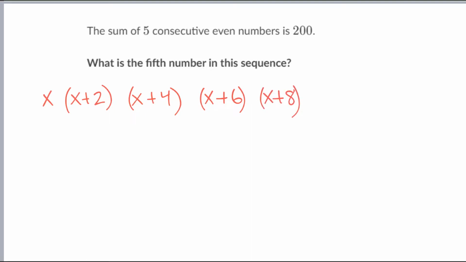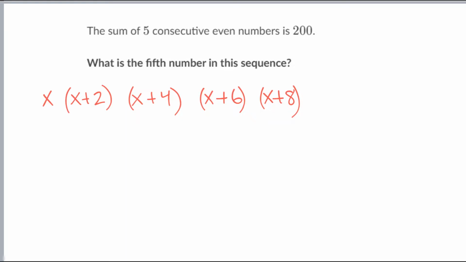So if you think about this, if my original number were, I don't know, 10, then I would take 10 plus 2, and the next one would be 12. See, those are even numbers. And I take my original number, 10 plus 4 would be 14, 10 plus 6 would be 16, and 10 plus 8 would be 18. See, these are consecutive, the blue numbers are consecutive even numbers. That's how that's created. I'm going to erase these blue.